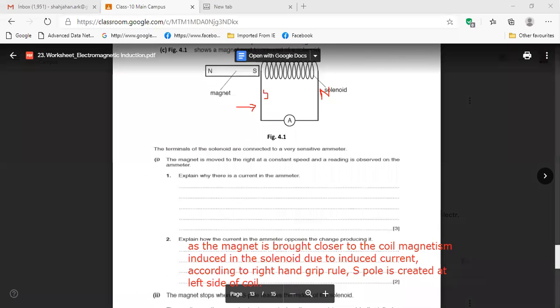Even what you said at the beginning, that is also fine. No problem. Only at this one, south pole is created at left side of coil.